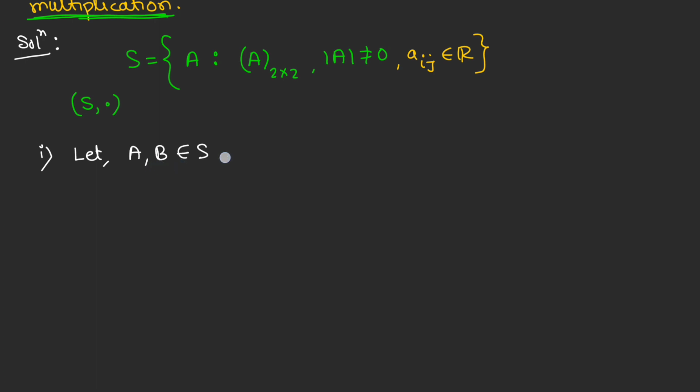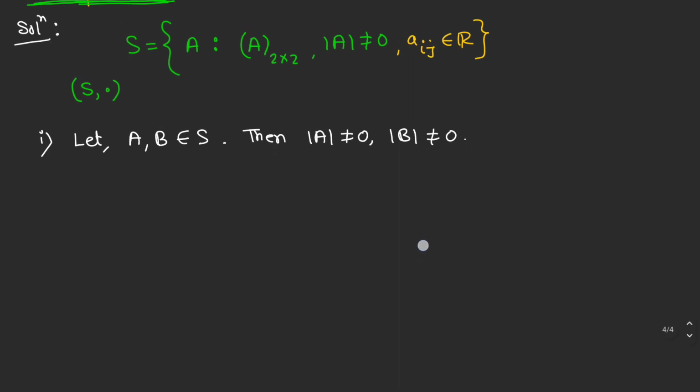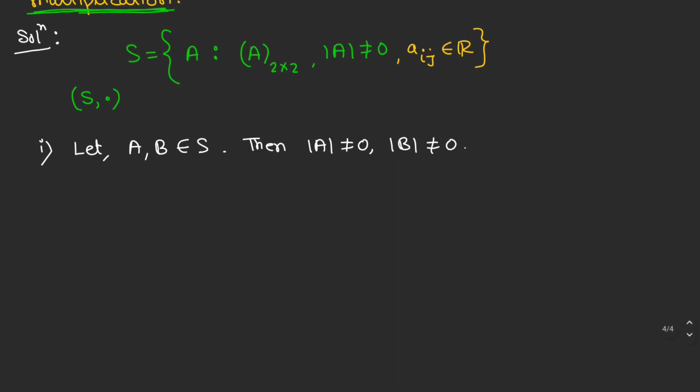So you can say that determinant of A is not equal to 0, and determinant of B is not equal to 0. Now you have to show that if you apply matrix multiplication, the resulting element will be in the set S. So let's apply matrix multiplication. You have to show that AB belongs to S.